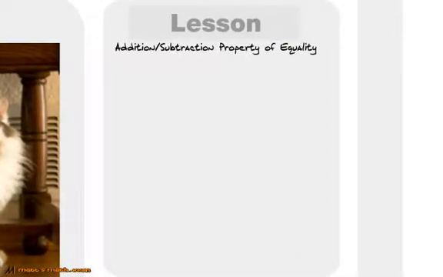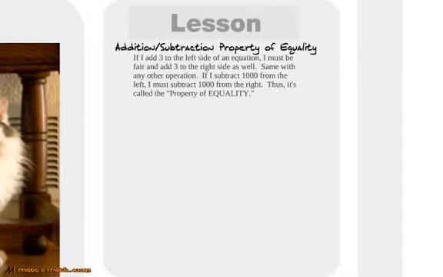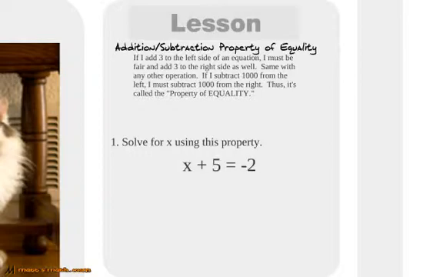Now the addition and subtraction property of equality. This means that if I subtract 1,000 from the left side, I got to subtract 1,000 from the right side. This is called the property of equality, and we'll see this a lot, even with division and multiplication too of these equations. Well, we're going to solve for x using this property. I'm adding 5. How to get rid of adding 5? Using the subtraction property of equality.